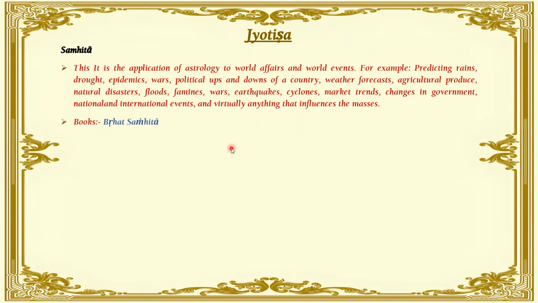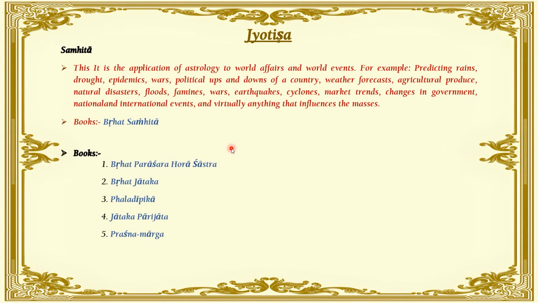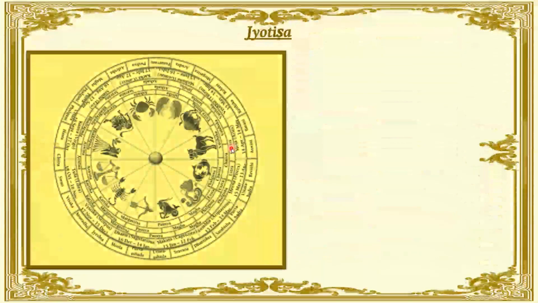The famous book for that is Bruhat Samhita. Also, books for Jyotisha: the Brihat Parashar Hora Shastra. Parashar Muni was the father of Vyasadeva, and he wrote this book. Bruhat Jataka is there, Faladipika is there, Jataka Parijata is there, and Prashna Marg is there. Prashna Marg is on how we do the Prashna Kundali.